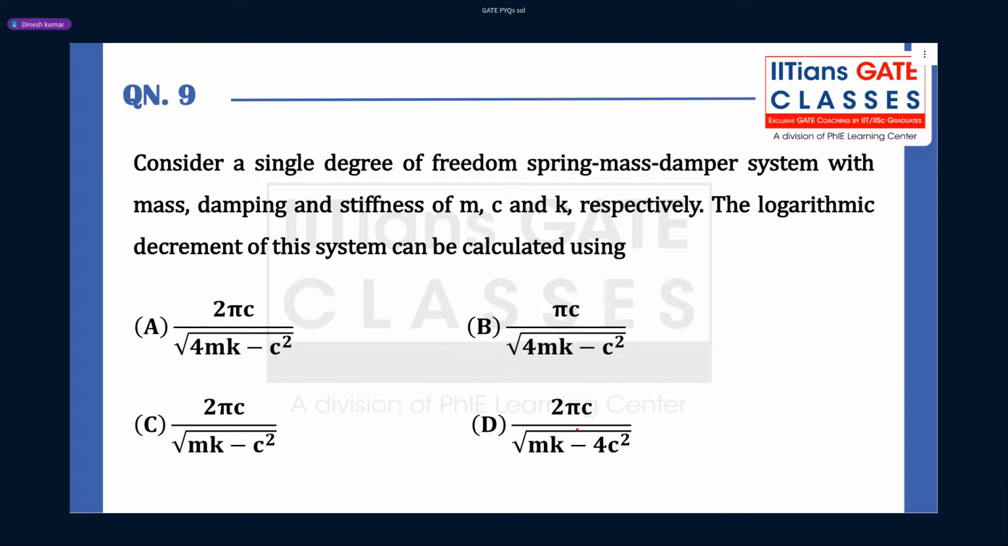So what is the answer? Question number 9. A is the answer. Okay, so we will see how A is the answer. Quickly we can see that. Just a moment, guys.